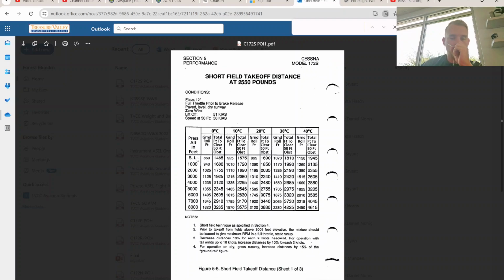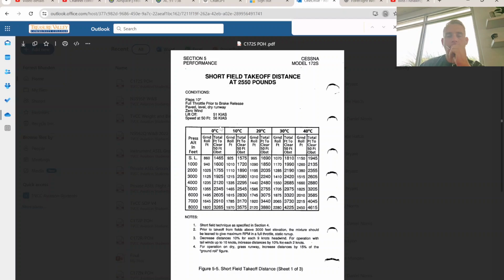Pressure altitude in feet: what pressure altitude are you taking off from? I'm going to leave somewhere in here a link to the video that I just did on how to find pressure altitude. If you don't know how to do that, you're going to need to find it out, so I'm not going to bother explaining that here because I already did it. But let's say our pressure altitude is 3,000. I want you guys to pay attention to this right here, this 0, 10, 20, 30, 40.